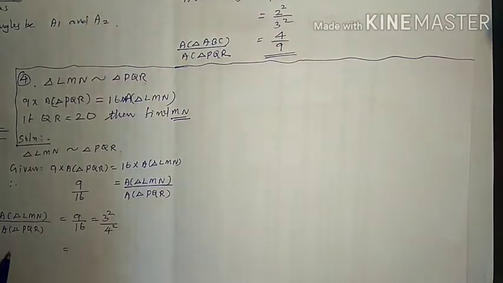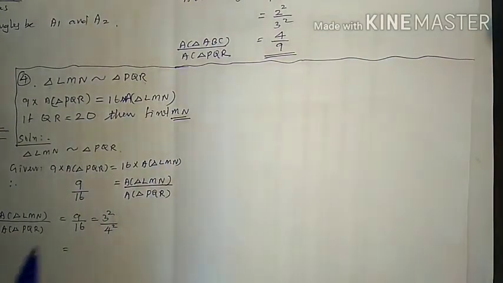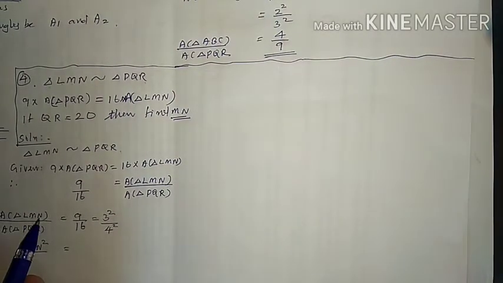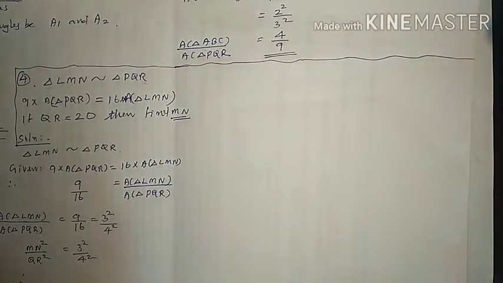Also we can keep this in terms of corresponding side square. We have to find out MN, so here it is MN square upon QR square. MN square upon QR square is equal to this 3 square upon 4 square. Therefore, we take square roots on both sides. MN upon QR is equal to 3 by 4.